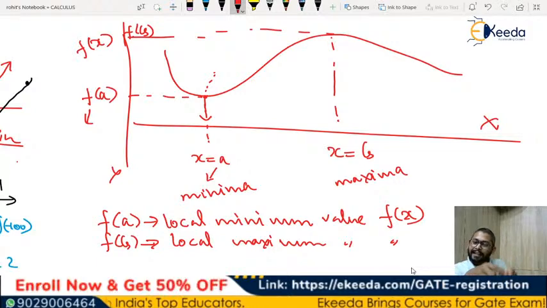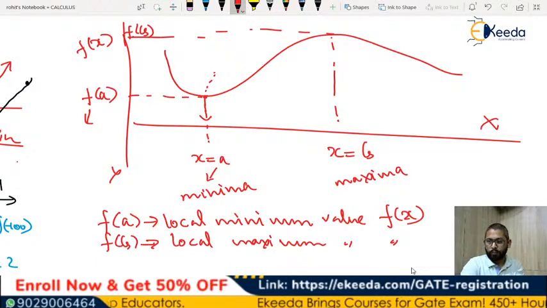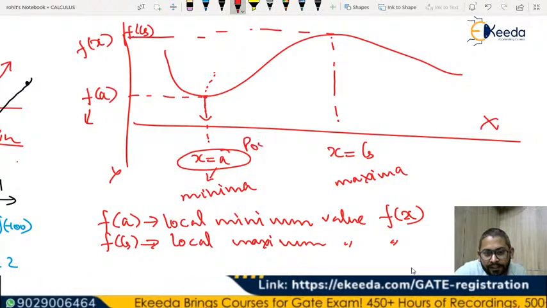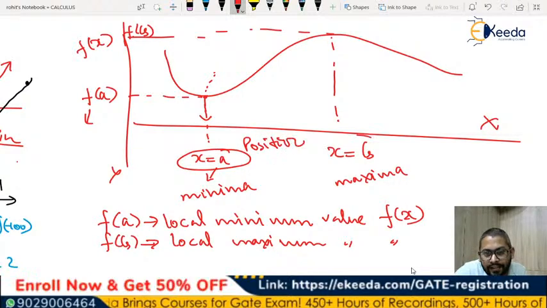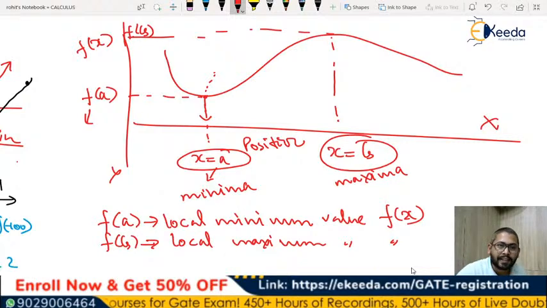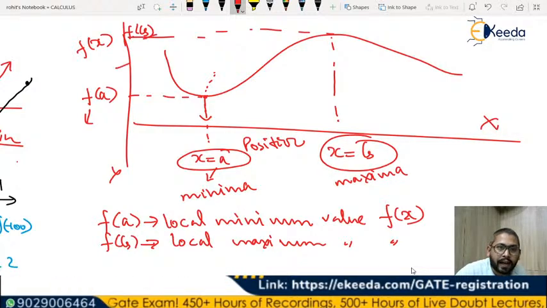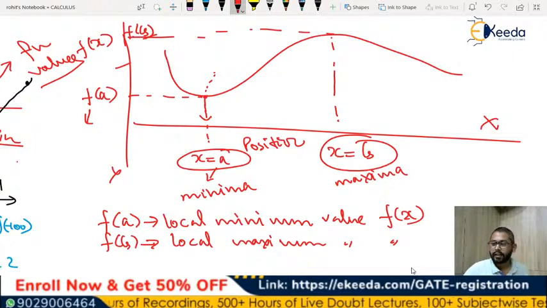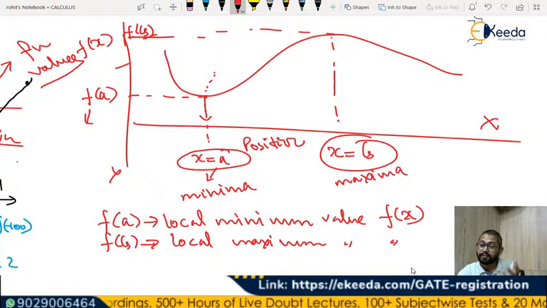Minima, maxima are the position of that point. So x equal to a is a position. X is equal to b is a position. Whereas this f of a and f of b are the function values. You're getting my point? F of a and f of b are the function values.